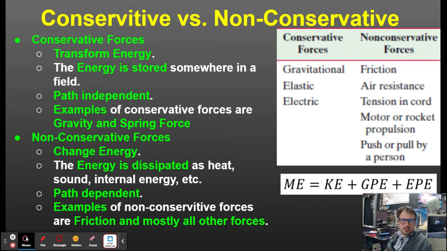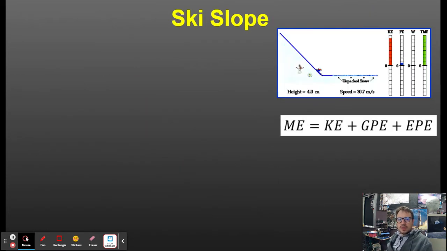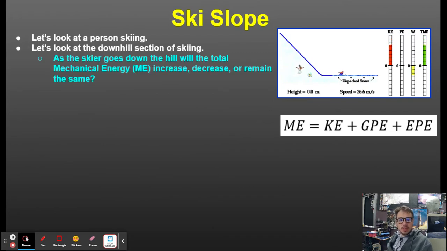All right, so if we look at this, let's look at a skier going down a ski slope. At the downhill part, if we wait for this graphic to start over where they're at the top, you'll notice that as that skier is going down the hill, that green bar, that total mechanical energy, remains the same.